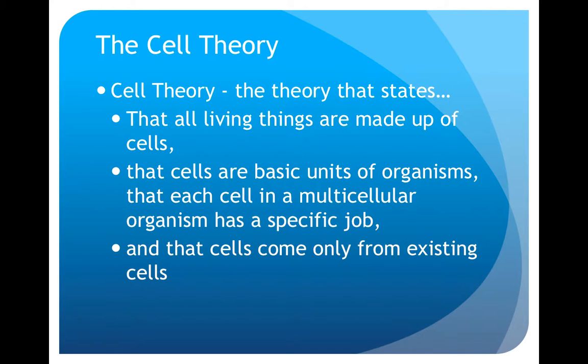Cell theory. The cell theory is a theory that states that all living things are made up of cells, that cells are the basic units of organisms, and that each cell in a multicellular organism has a specific job, and that cells come only from existing cells. So there are three key points to the cell theory. Each one of these dots is a key point. The first one being all living things are made up of cells. Okay, that's point number one. Point number two, all cells are the basic units of organisms, with each cell having a specific job. And point number three is that cells come only from existing cells. They don't just poof appear out of somewhere.